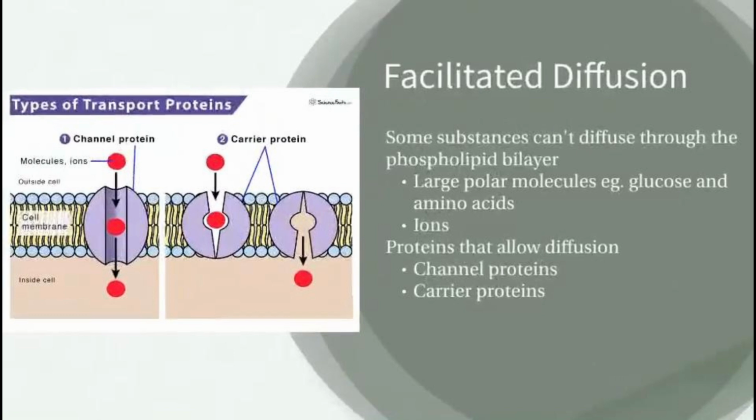Then we also have these things called carrier proteins. I said that the channel protein is like a tunnel and it has a very fixed shape, but carrier proteins actually normally have two different conformations. Once a molecule binds to the binding site in the carrier protein, it will change shape, and then it will allow the molecule to go through to the other side of the membrane.